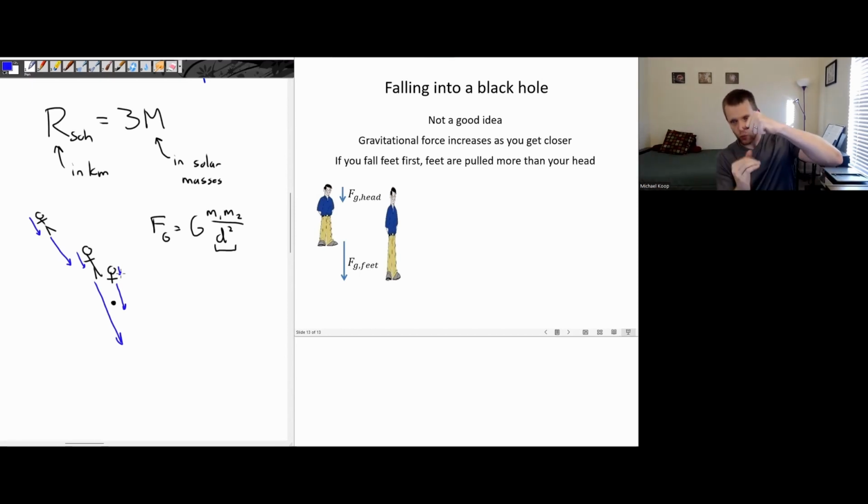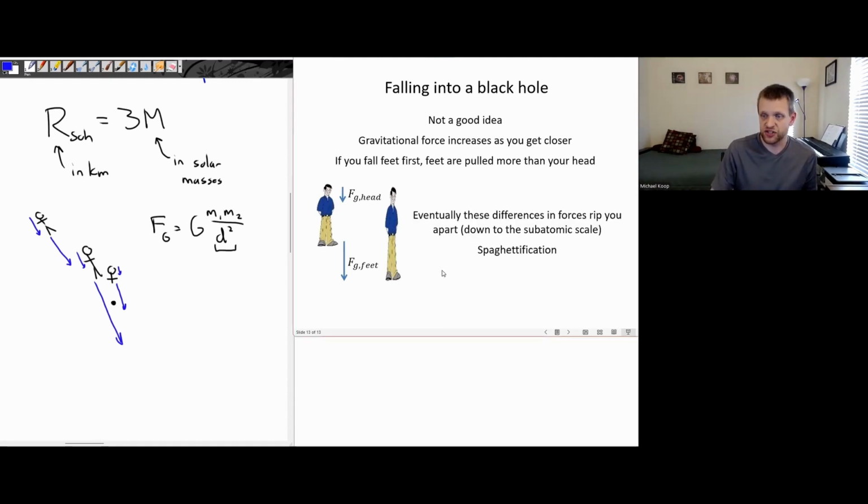And for this atom, this side of the atom is a little bit closer to the black hole than this side of the atom is. And eventually I get ripped apart down to a subatomic scale. The technical name for this method of death that no one has ever experienced, because no one has actually fallen into a black hole, is called spaghettification. So again, my general advice is, if you have the choice on whether to jump into a black hole or not, probably go with a no on that one.